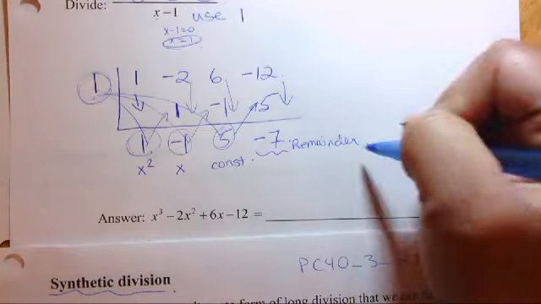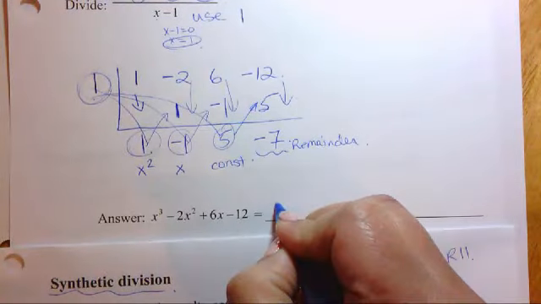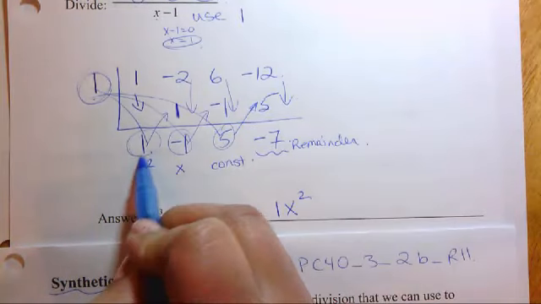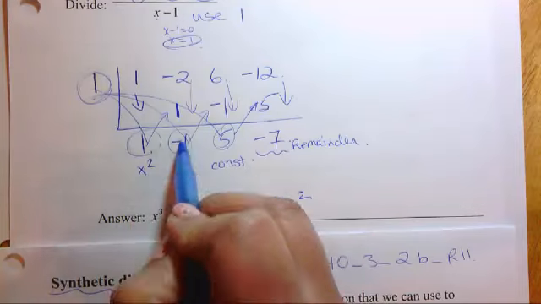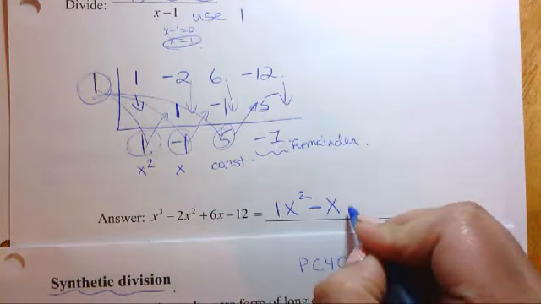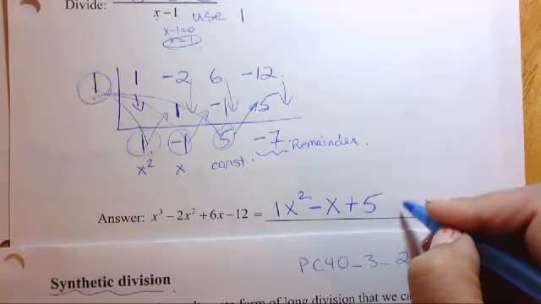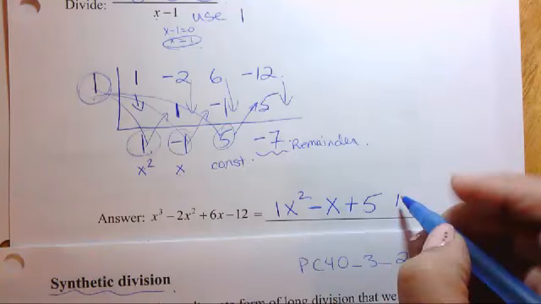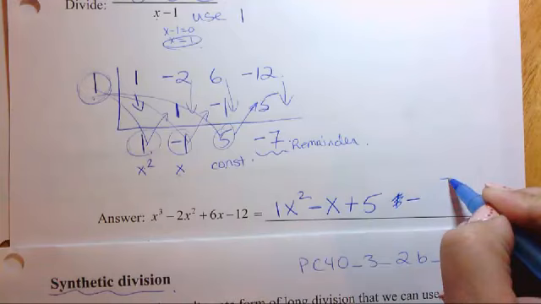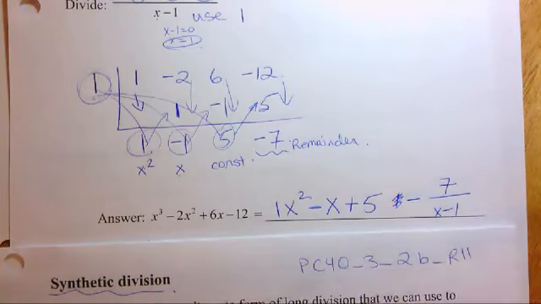So if we were to write this as our final answer, we would have 1x squared. So these are the coefficients, and that's the variable, the power of x that's attached to each one. And so we've got our minus x, we've got plus 5, that's our constant. And then we're going to write our remainder, which should be a minus 7 over the divisor, which is x minus 1. All right.